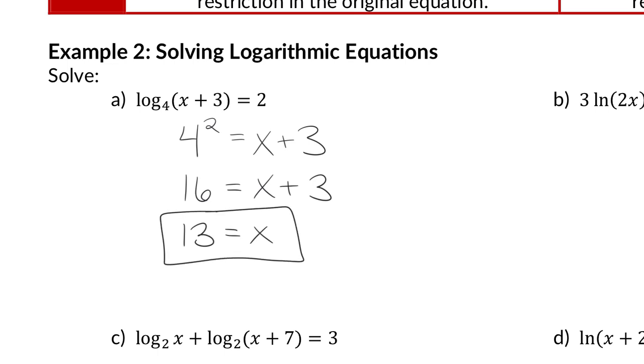Now we box our answers, but we don't get too excited. We always check our work. And by checking our work, what I mean is you're going to take this value of x and just plug it in to the inside of each logarithm that's in this problem.